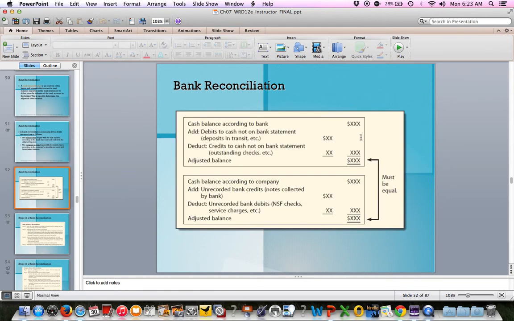And so you can see here the goal is to get down to the same number. Okay, so the top section is the bank side. We start out with the bank statement balance with additions and deductions. Then we get down to the company side where we've got the cash ledger account with additions and deductions to get down to the adjusted balance. The goal is that both adjusted balances have the exact same number.